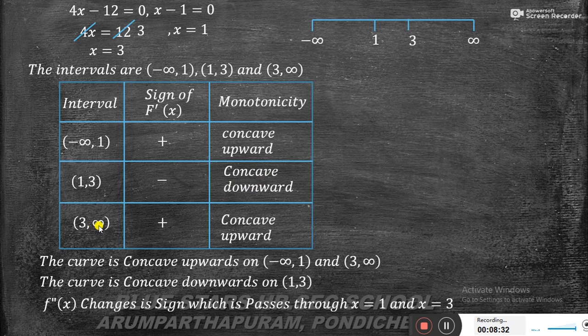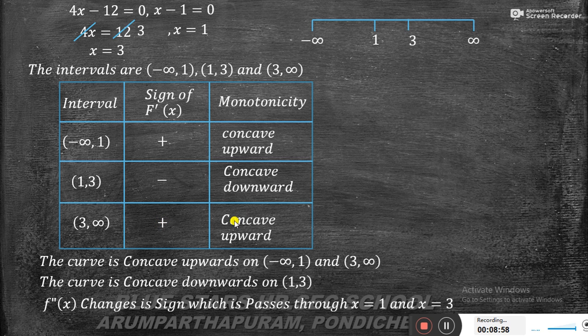Next, 3 comma infinity. Between 3 and infinity, you take a number and substitute in f double dash. Now I take x equal to 4 and substitute in f double dash, and I get the answer 36.